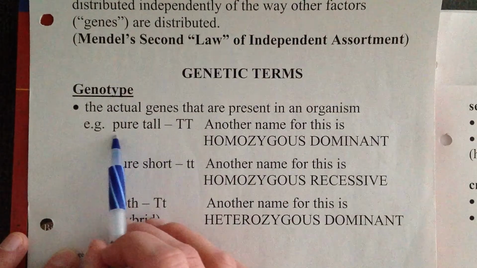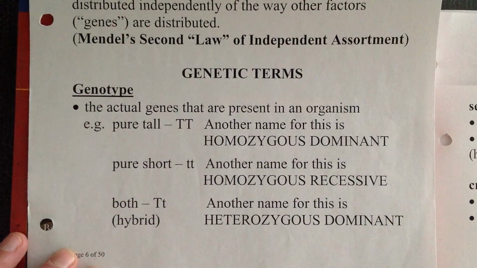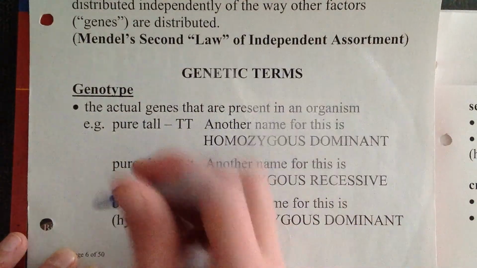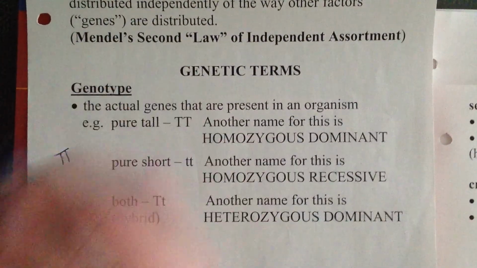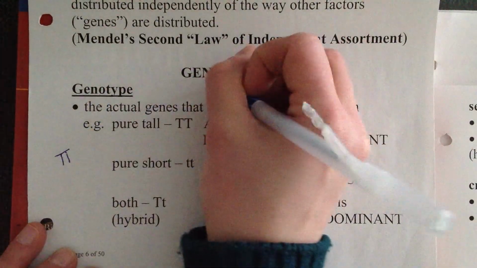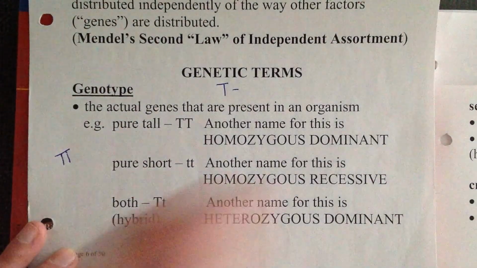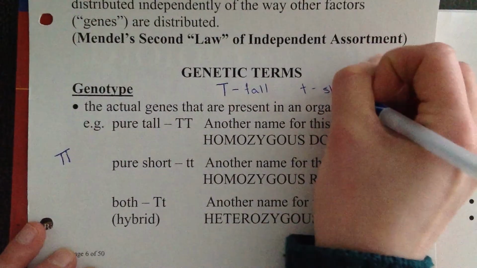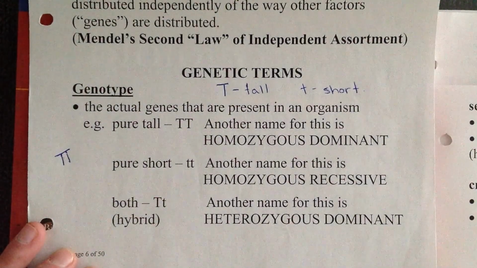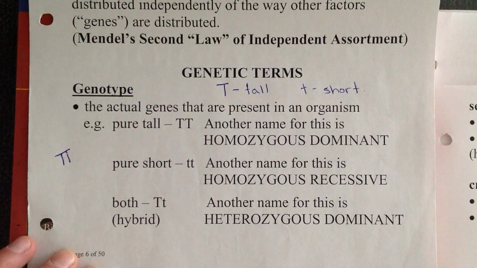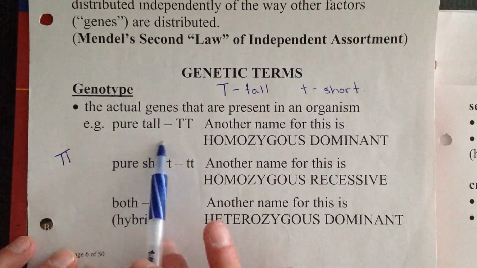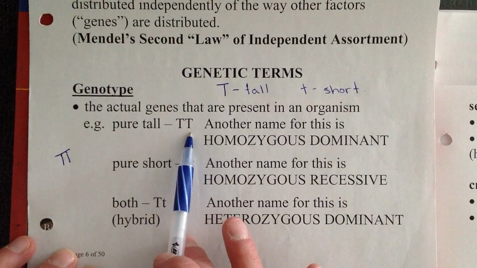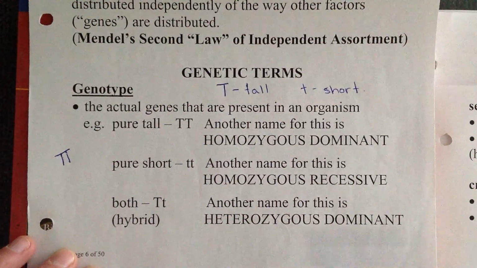So let's say we were talking about a pure tall organism, okay? Sometimes we like to describe it so that big T means we'll always have a tall trait, and little t would mean it's the short trait. That's how we usually start off these questions, by identifying what the traits stand for. Okay, but if we talk about a pure tall, because they show up in sets of 2, you have big T and big T.